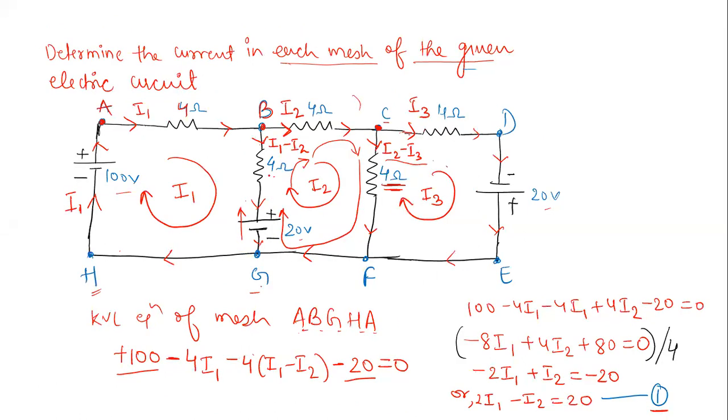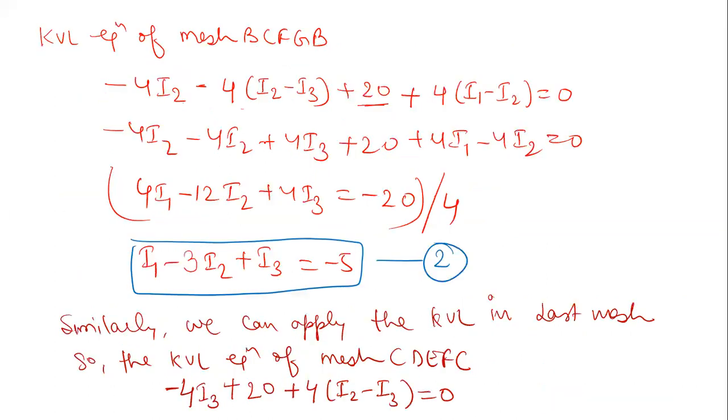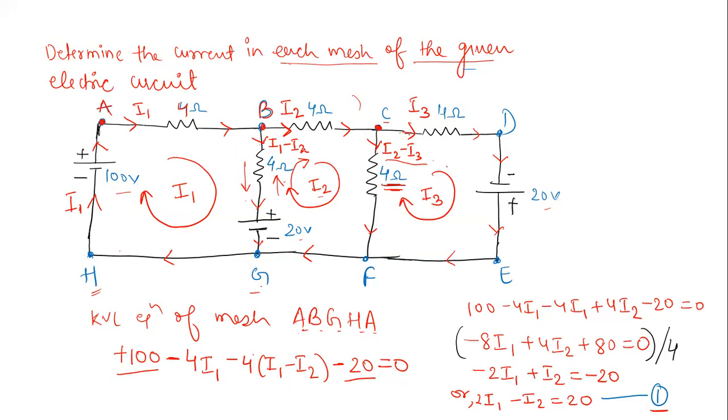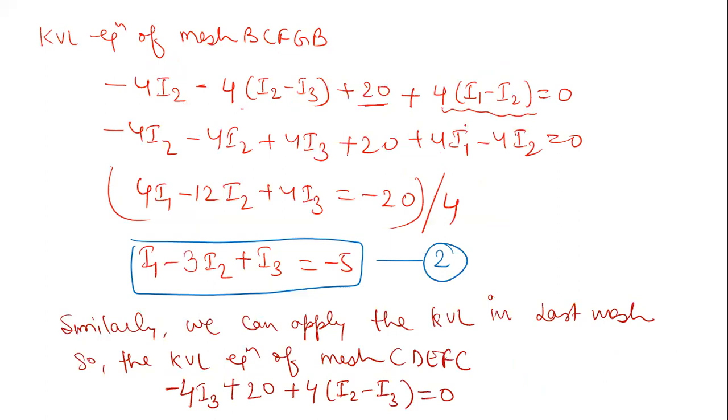Now let us come to this 4 ohm resistance here. As you can see, in this 4 ohm resistance, the I2 mesh current is going upward, and the current in the branch is coming downward. So these two currents are not matching. They are anti-parallel. So the value of this is 4 into I1 minus I2, because the net current in this branch is I1 minus I2. Okay.